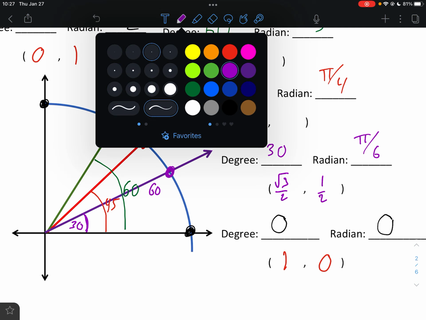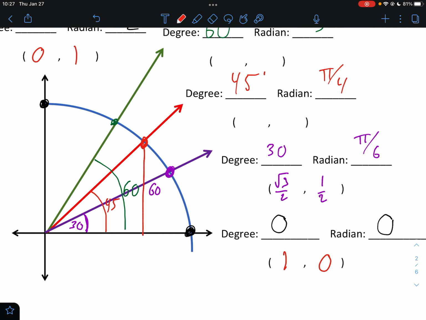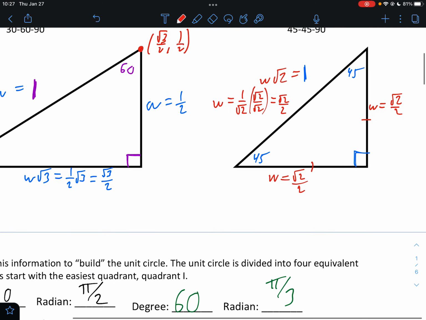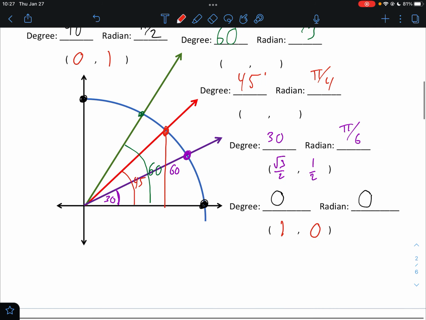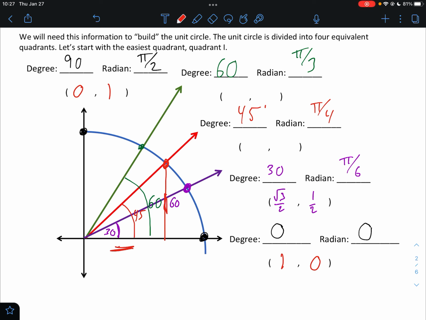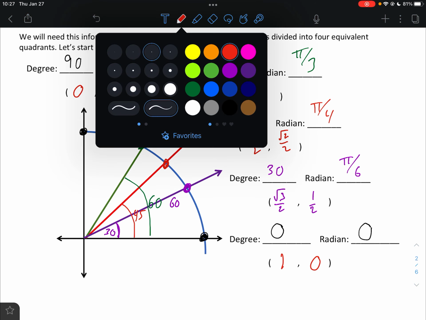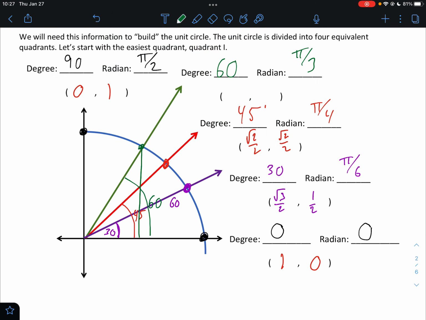Then for the 45, we have a 45, 45, 90 here, we learned that both legs were root 2 over 2. So this is root 2 over 2, this is root 2 over 2. So my coordinate point would be root 2 over 2, root 2 over 2. And then for the 60 degree, this is also a 30, 60, 90, just flipped on its side. Remember, across from 30 would be 1/2, across from 60 would be root 3 over 2. So my coordinate point would be 1/2, comma, root 3 over 2.